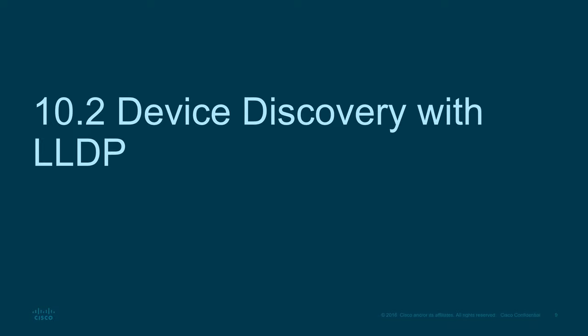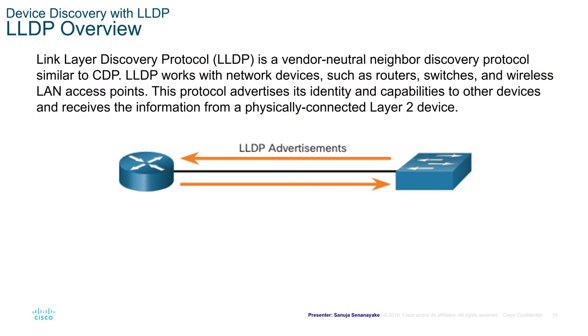Device discovery with LLDP. LLDP overview. LLDP stands for Link Layer Discovery Protocol, and it is a vendor-neutral neighbor discovery protocol similar to CDP. Remember, CDP is a Cisco proprietary protocol. It works with Cisco devices. LLDP is, however, a vendor-neutral universal protocol. LLDP works with network devices such as routers, switches, and wireless LAN access points. This protocol advertises its identity and capabilities to other devices and receives information from a physically connected layer 2 device. So LLDP is also utilizing layer 2 to discover devices nearby, and it is vendor neutral and can work with routers, switches, wireless LAN access points, etc.